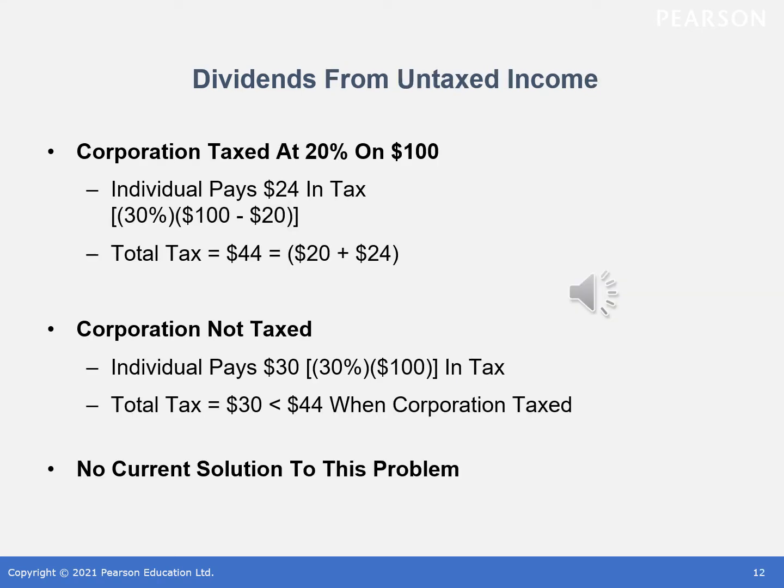A slightly different scenario talks about when you receive dividends from untaxed income. So in the first example, a corporation is taxed at 20% and they say had $100. So the corporation would have paid $20. The individual would pay, say, 30% on the amount being dividended out to them, which is the 100 less the 20 tax in the corporation. So 30% of the $80 remaining is $24 in tax for the individual. The total tax paid in this transaction would be $44. If the corporation is not taxed, the individual pays $30, which is 30% of the full $100 in tax. The total tax in that situation would be $30 compared to $44 when the corporation is taxed. Currently, there's no real solution in the Tax Act to respond to this.